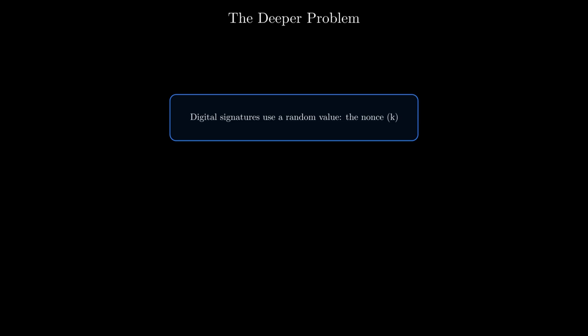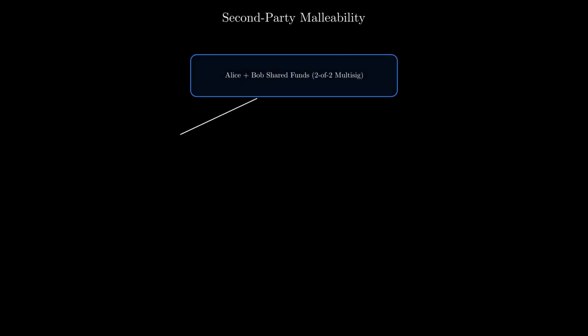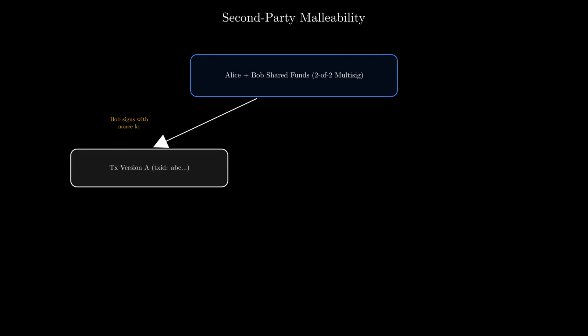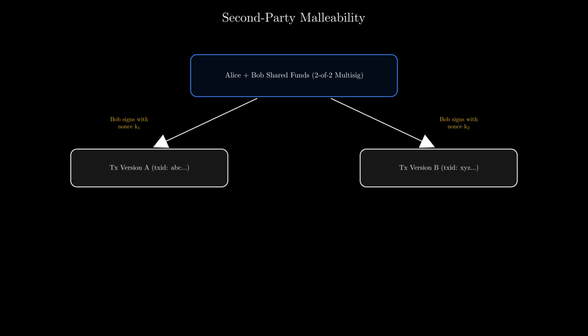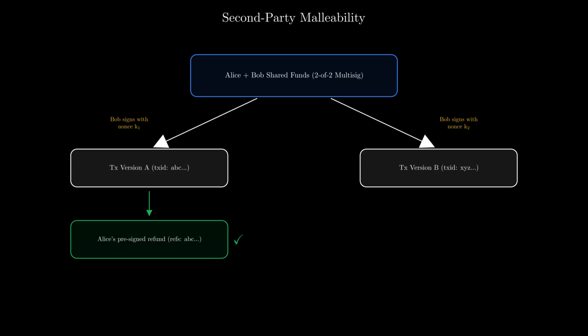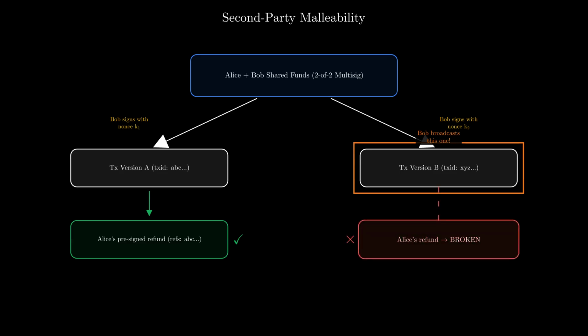Digital signatures contain a random value called a nonce. Different nonces produce different valid signatures for the same message, mathematically correct but different bytes. In a multi-sig setup, Bob signs the same transaction twice with different nonces, creating two valid versions with different transaction IDs. If Alice pre-signed a refund referencing version A and Bob broadcasts version B instead, Alice's refund is dead.